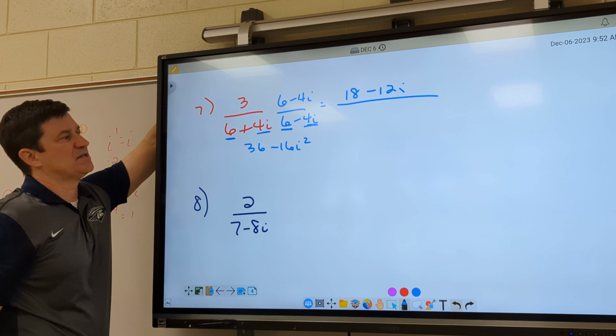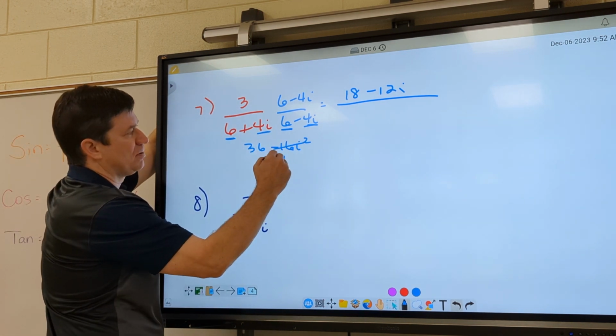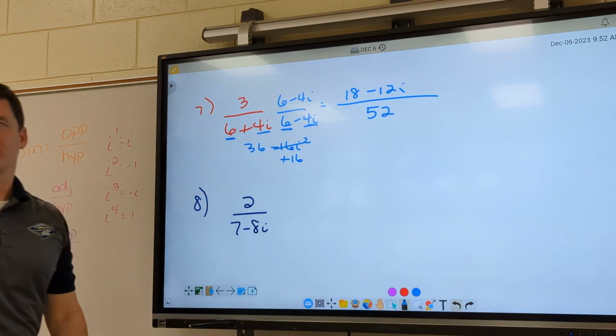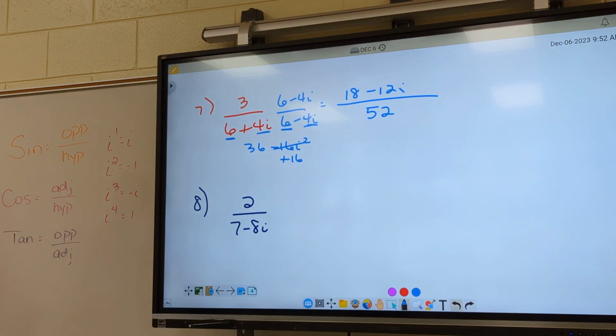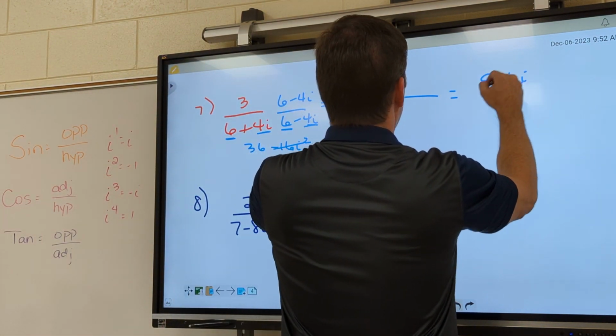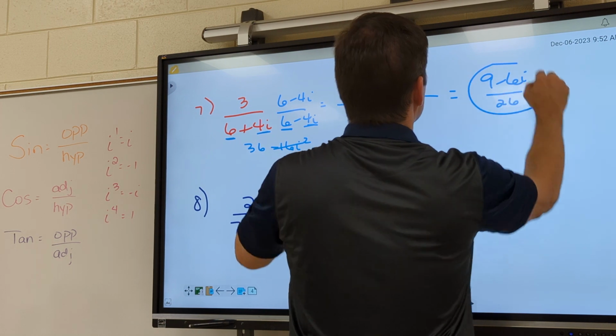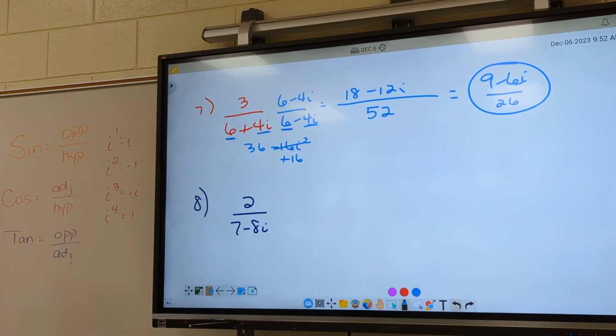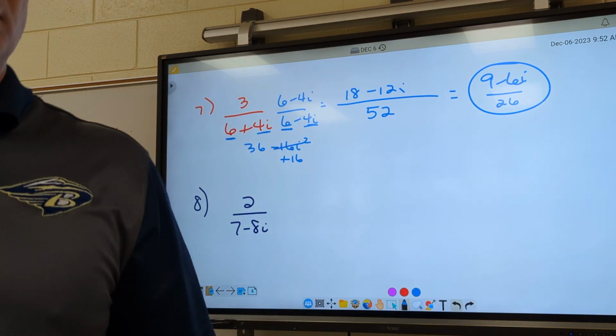All right, so minus 16i squared is going to turn into a plus 16. All right, somebody check my answer on that. Does that look all right? All right, what do we divide everything by on this one? 2. The final answer is going to be 9 minus 6i over 26. All right, 8 should be just like 7. Y'all can do that one.